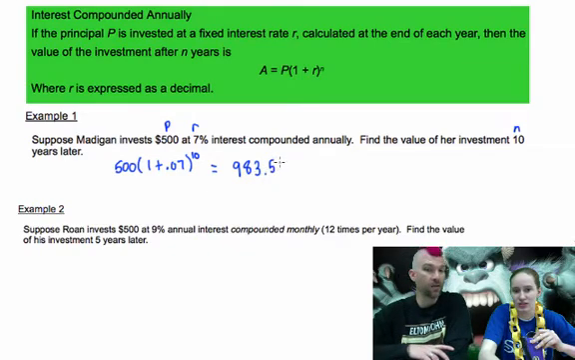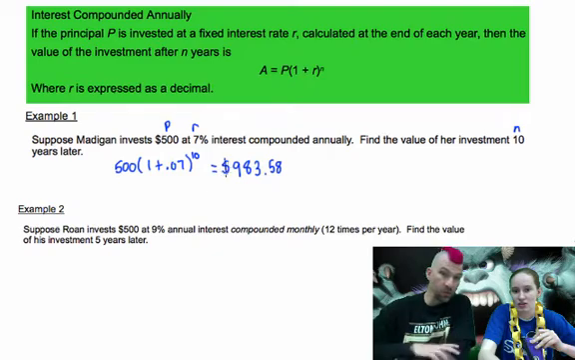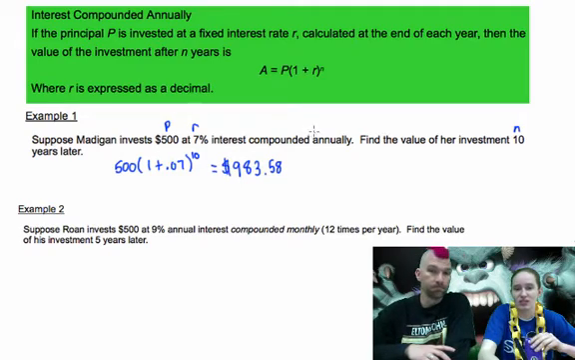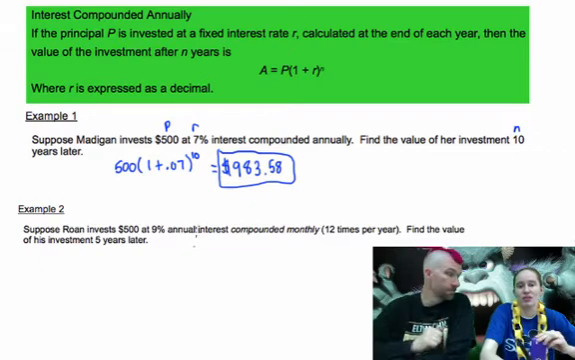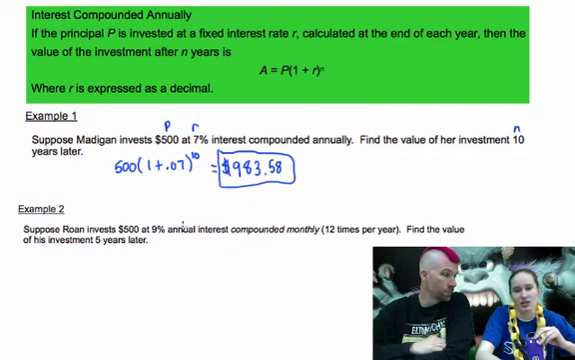$983.58. And that's without ever adding another penny. You've almost doubled your money. That's amazing. And all you started with was $500. So after 10 years of just letting it sit there, the bank is giving you for free $483.58. So that's pretty awesome.